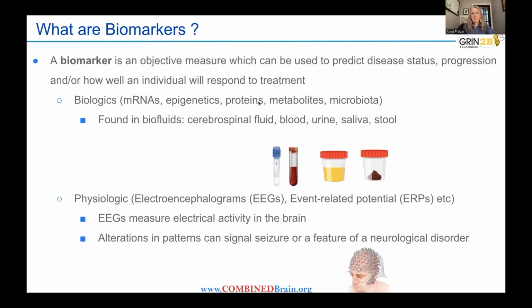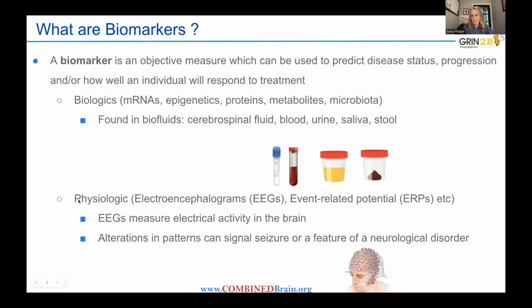Biomarkers can also be proteins or metabolites or even different species of microbiota. And where you find these biomarkers, different fluids, different tissue types, different cell types, etc., that is also variable. So this list is not exhaustive at all, but tend to be some of the most common specimens that you see biomarkers identified in. And those would be cerebrospinal fluid, which would be the fluid that sort of bathes the brain. Blood, urine, saliva, and even stool can be used to identify biomarkers.